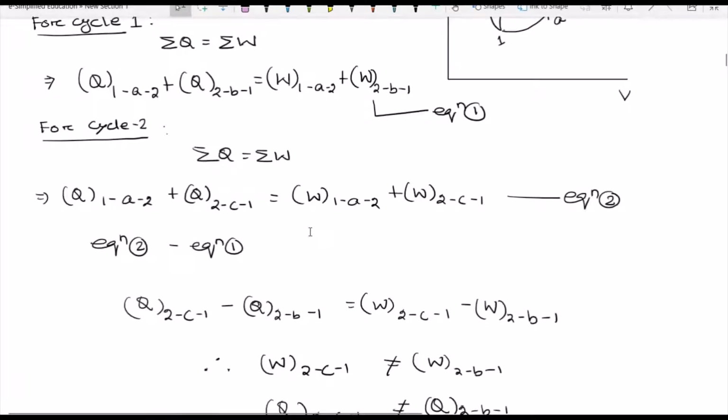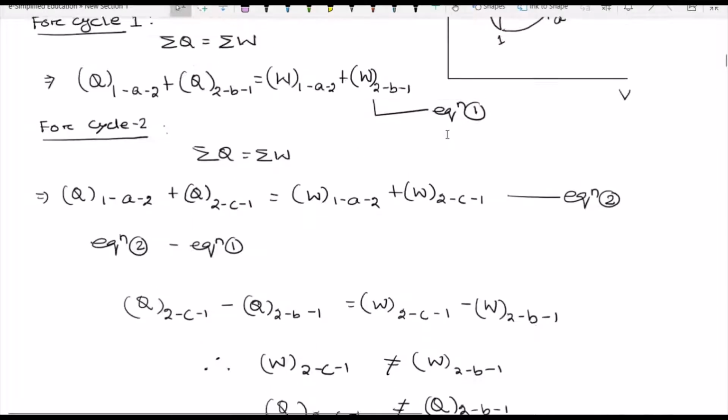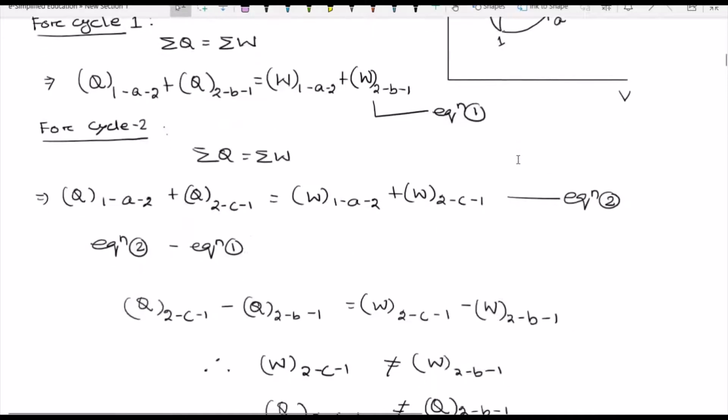Similarly for cycle 2, we can write from the first law that 1A2 plus 2C1 heat transfer will be equal to 1A2 plus 2C1 work transfer. So if I subtract equation 2 minus equation 1, then I will get that the work transfer is also not the same, along with the heat transfer. From that we can tell that work transfer and heat transfer both are path functions, as for this curve and this curve the heat transfer and work transfer are different.